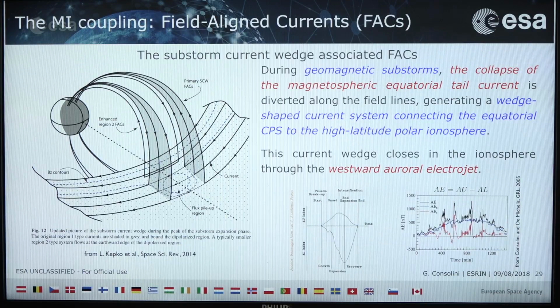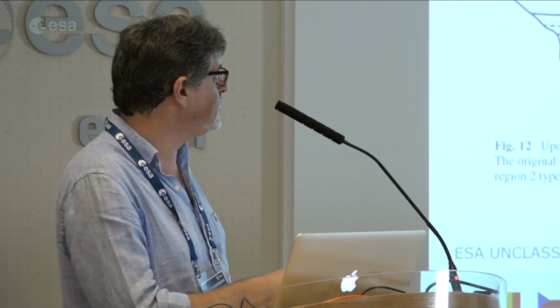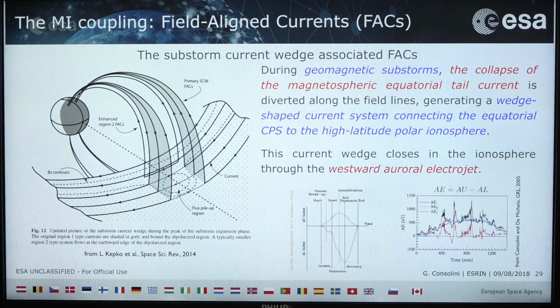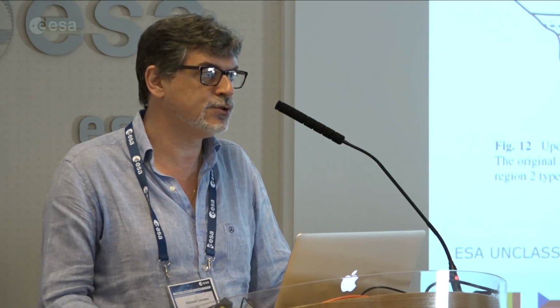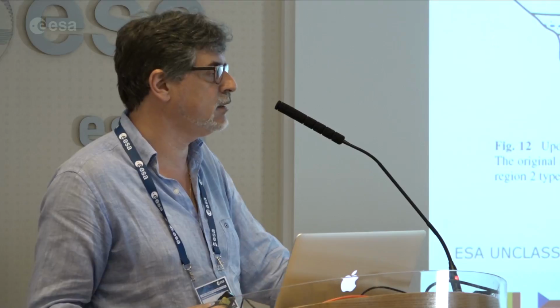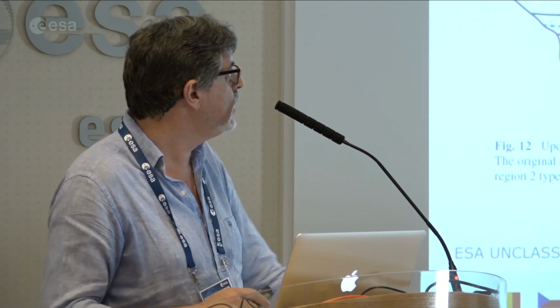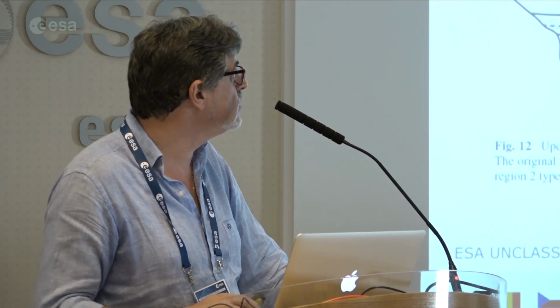Okay, another important aspect of this current system is the substorm current wedge, which directly connects the plasma in the tail region to the high latitude ionosphere, generating the so-called westward electrojet. That is something that enhances during geomagnetic substorms, which are disturbances that you can observe on the Earth of the magnetic field, and generating also aurora events.